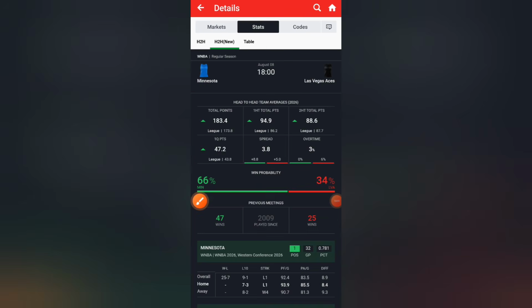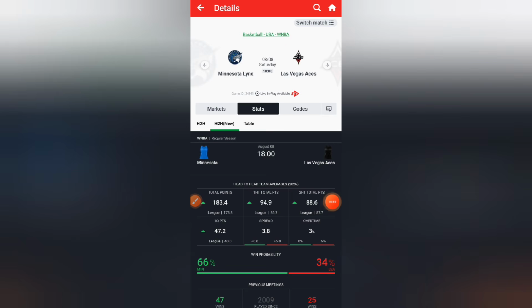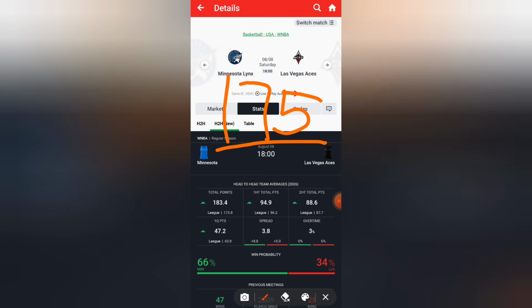Now, if you want to use the risky line and the safe line, the risky line is actually 175. That is after checking their last 5 games. That is the risky line. If at all you want to take the risk on this game, you should not be going anything above 175. Now, if you want to play safe, you're supposed to be going for 165.